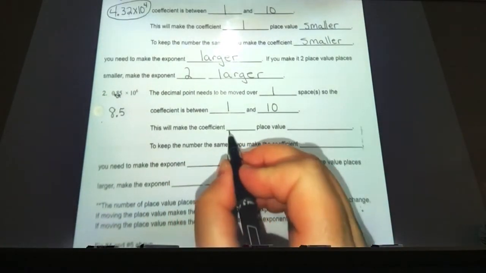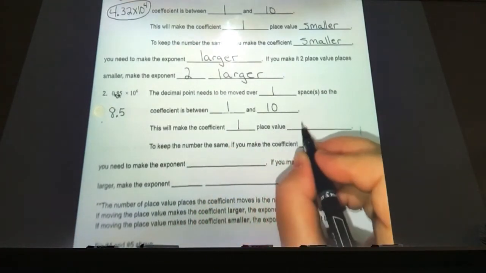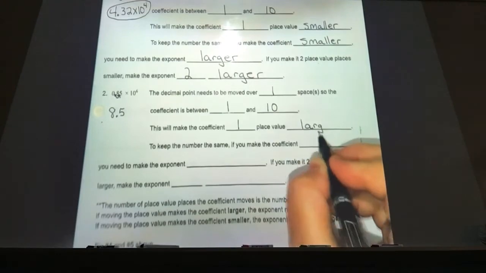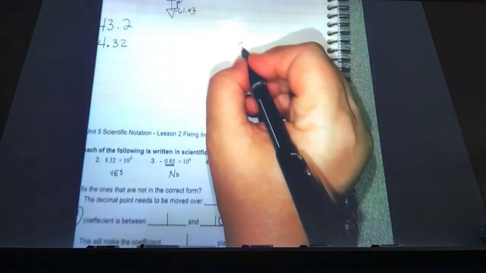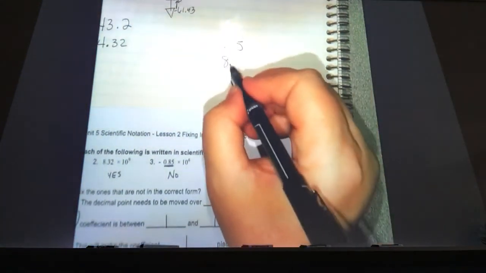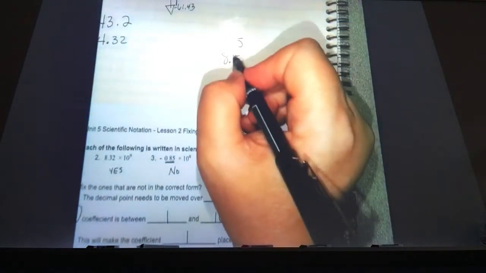This will make the coefficient one place value larger, right? It was 85 hundredths, and now it's going to be 8.5. It got larger. It went from here to here. This one got smaller. This one's going to get larger.